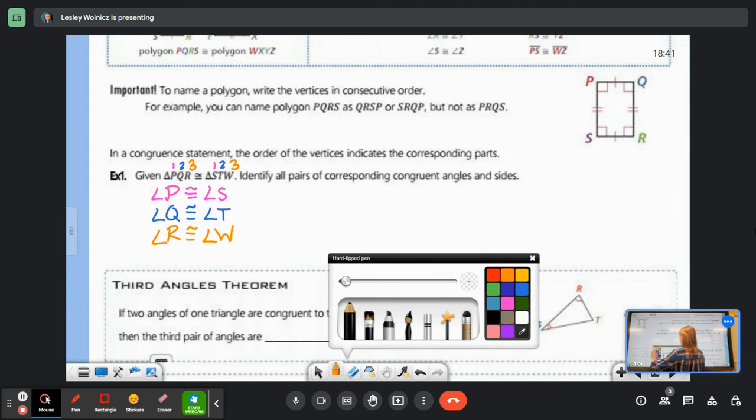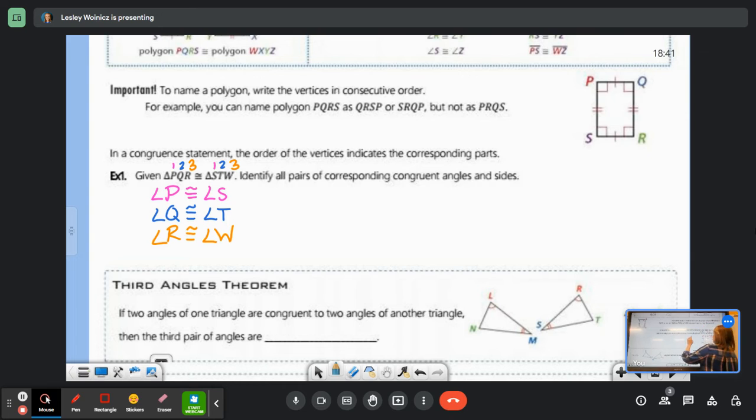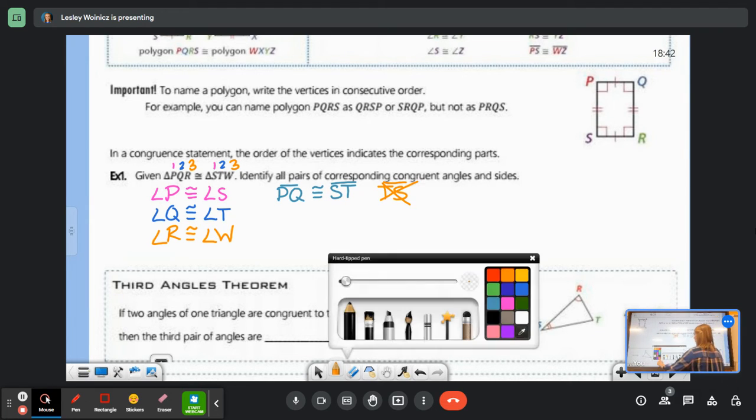Let's do the sides. The first two are PQ and ST, so PQ has to be congruent to ST. Notice that I do not write TS. TS is in backwards order. If the P is first, the S is first.